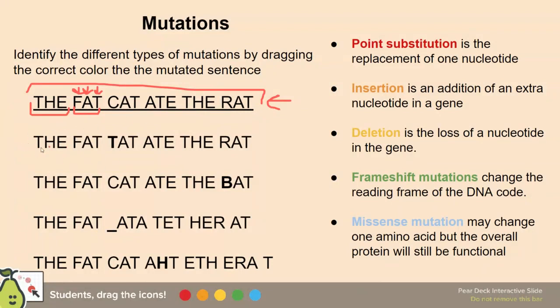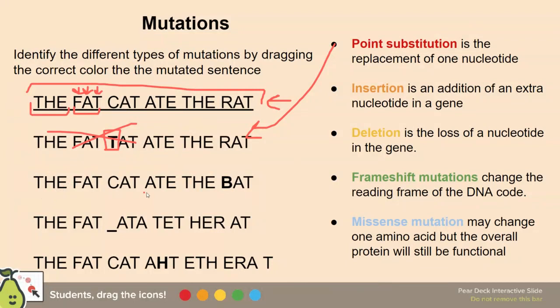Let's look at this first sentence. This first sentence says the fat tat ate the rat. So right away I notice that there is a point substitution. But it is going to cause a lot of problems because this sentence no longer makes sense. The fat tat ate the rat does not work. So this protein will not be functional.